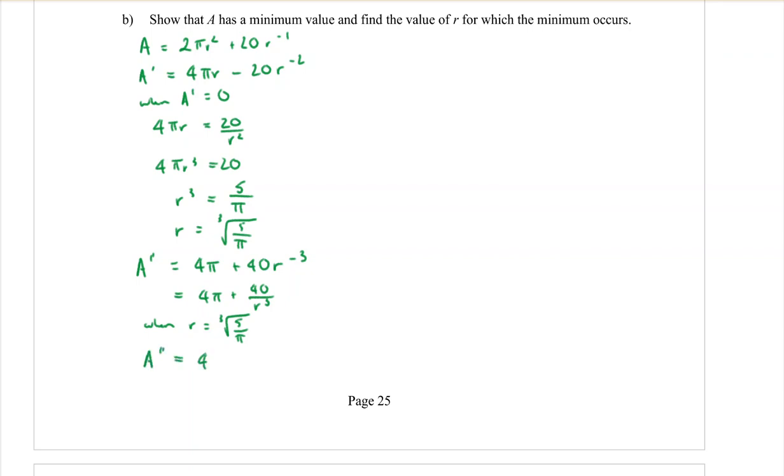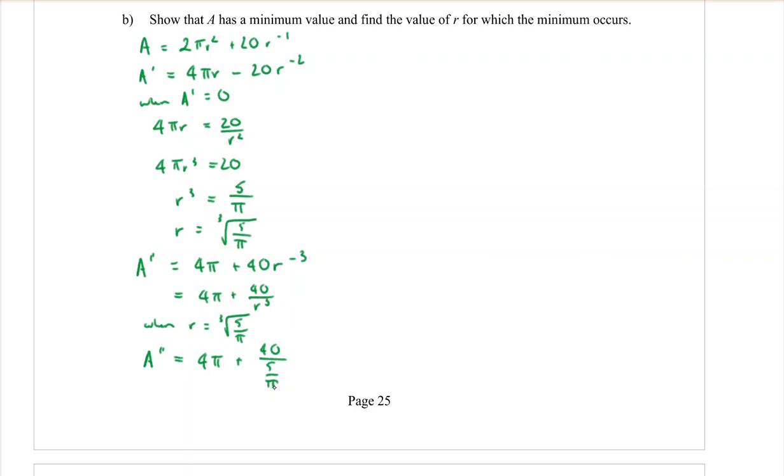That is 4 pi plus 40 over, now this actually is nice because it's over, my formula says r cubed, and if I'm putting in the cubed root of something, the cube and the cube root cancel each other out. So it would just be a 5 over pi on the bottom there. You wouldn't need the cubed root anymore because I've cubed it.